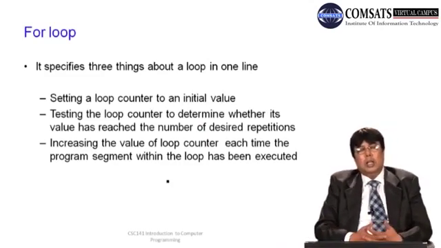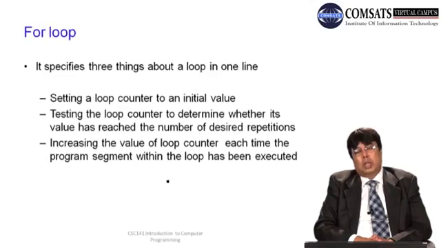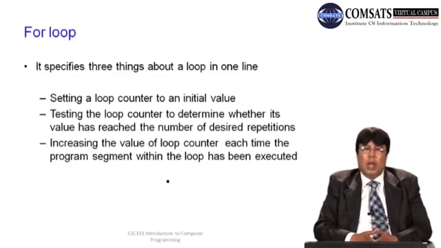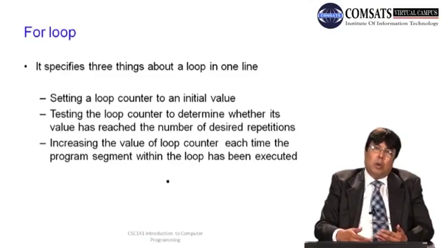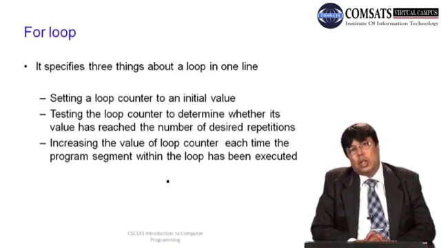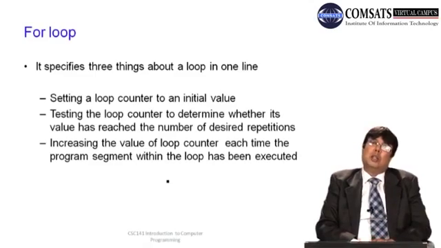For loop में 3 चीजें बतानी होती हैं. Basically, when you use a for loop statement, you are supposed to provide 3 types of information to the system. कौन सी? Number 1, setting a loop counter to an initial value. How many times you want to repeat the instructions which are provided in the body of the for loop. अब ये for loop के structure की भी बात करूंगा. You can put certain instructions within the for loop and then you can specify how many times these instructions should be executed. So this is the first information that you provide in the statement of the for loop.